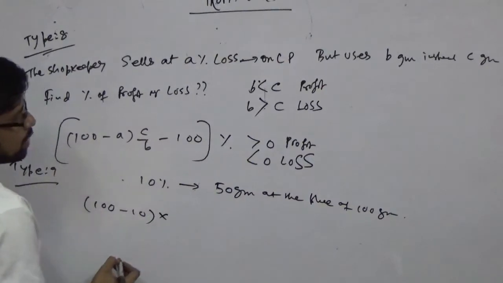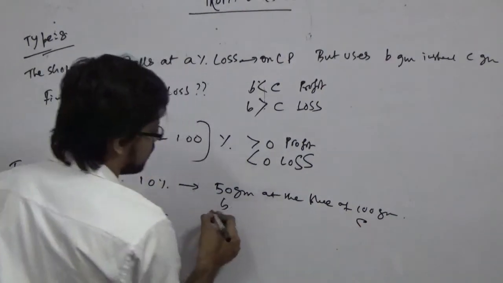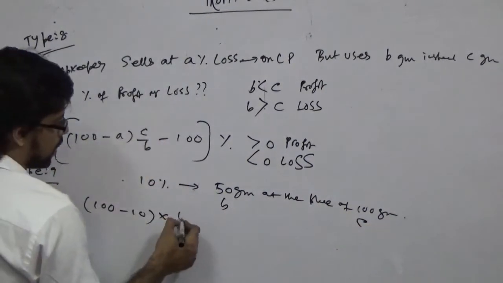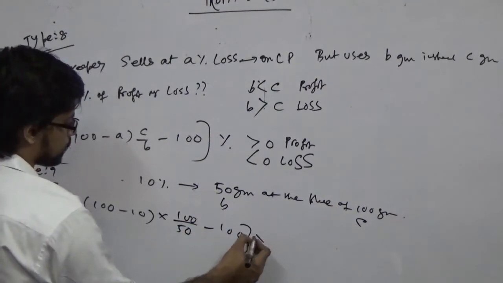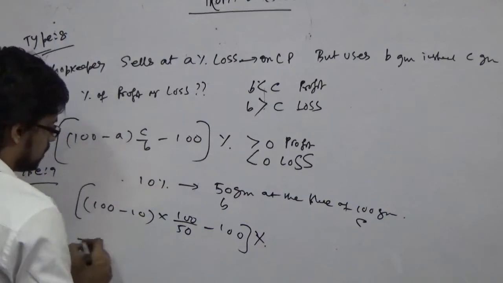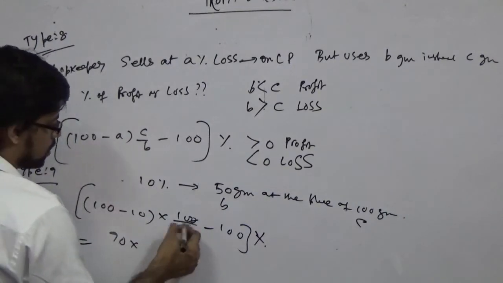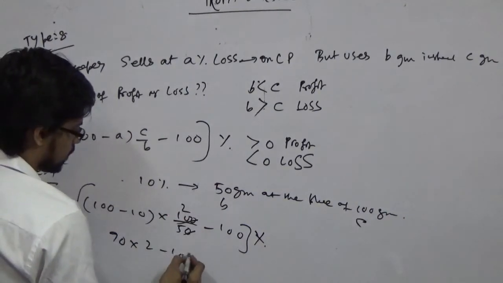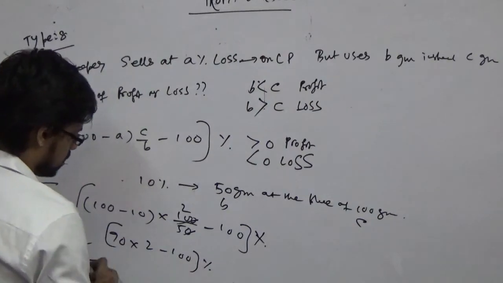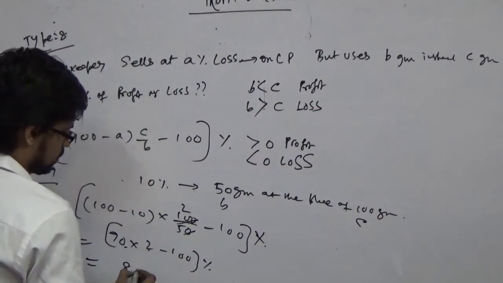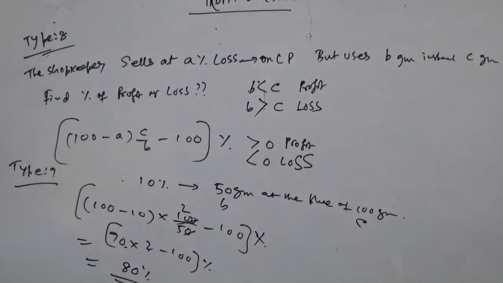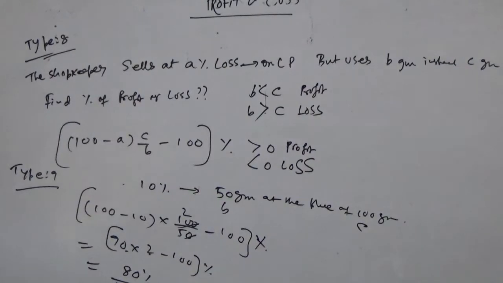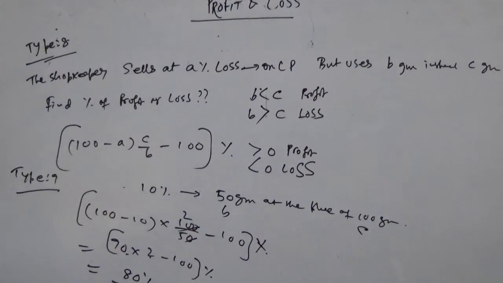So what is C over here? C by B is 100 by 50, minus 100. So 90 into 2 minus 100. So he is actually making an 80% profit. So he is actually making a profit of 80% by selling this kind of product.